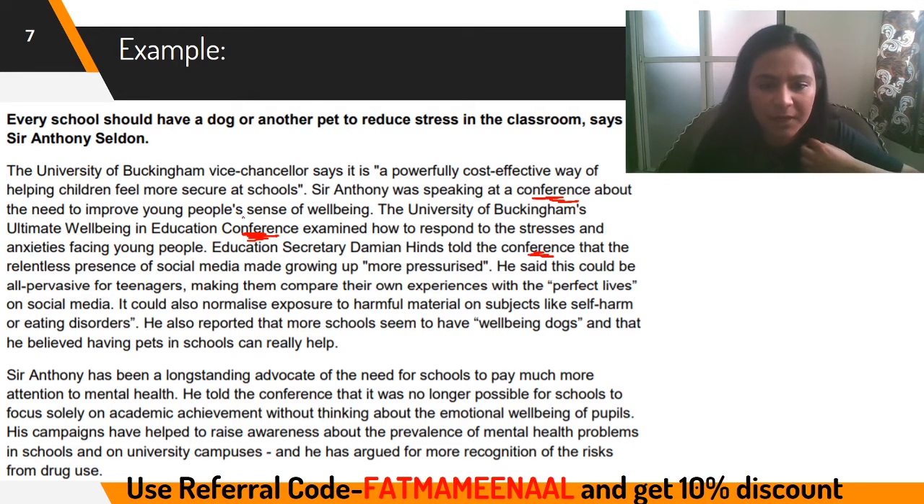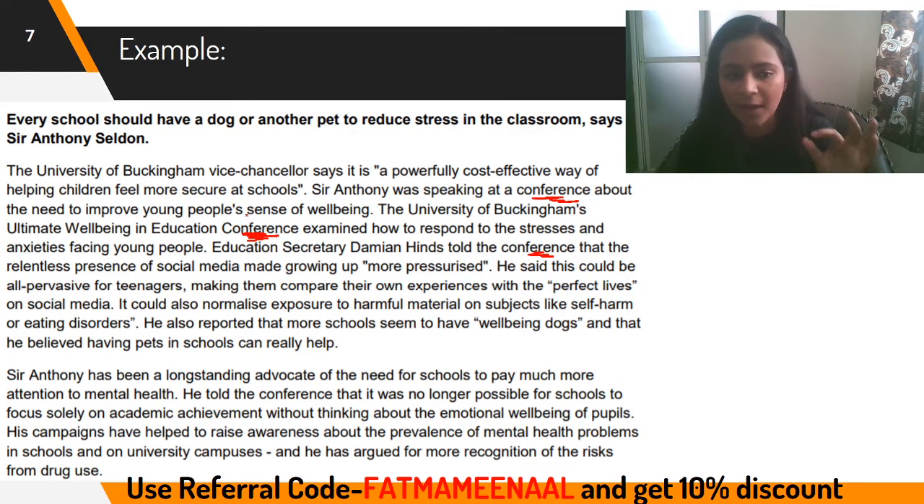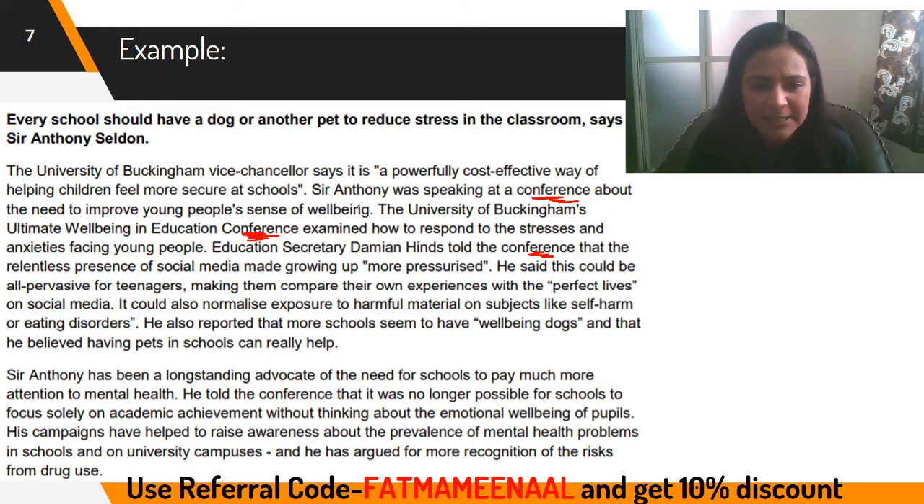Okay, now I've got my keywords, so I'm gonna try and find the meaning around that keyword, which was in context to conference. I had to find out what is the main theme of that conference, right? So let's see. Sir Anthony was speaking at a conference about the need to improve young people's sense of well-being. The University of Buckingham's Ultimate Well-being in Education Conference examined how to respond to stresses and anxieties facing young people.